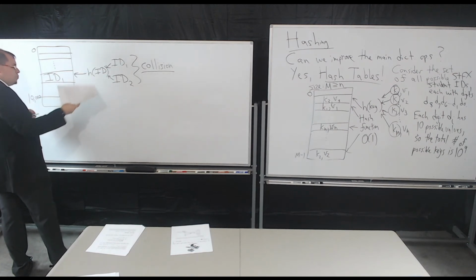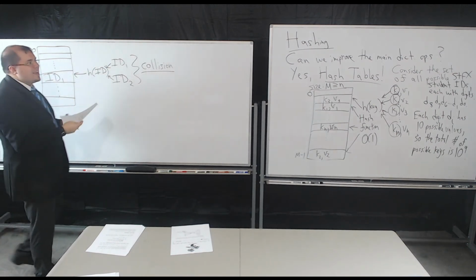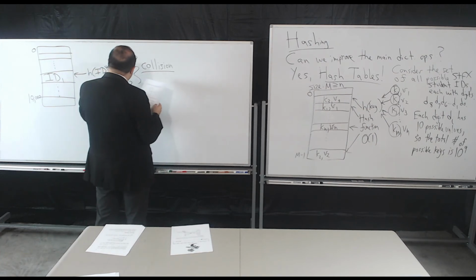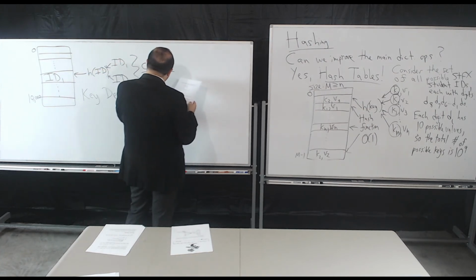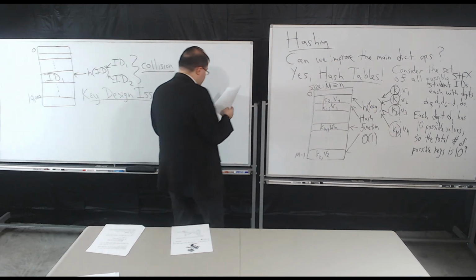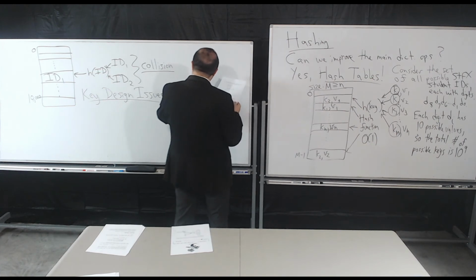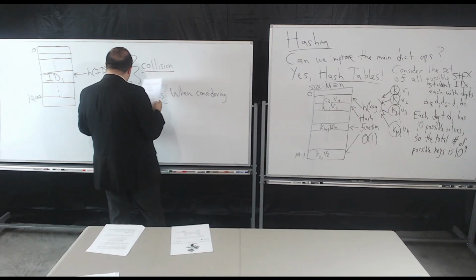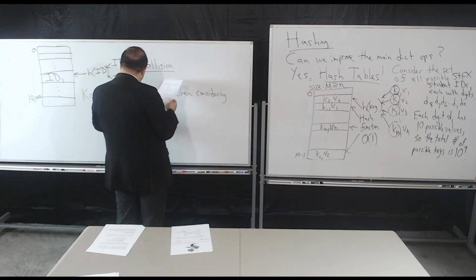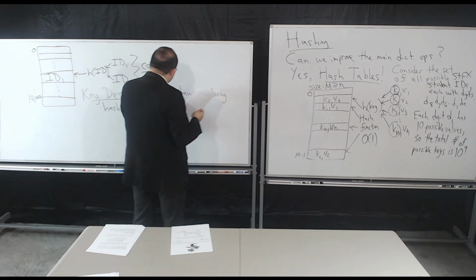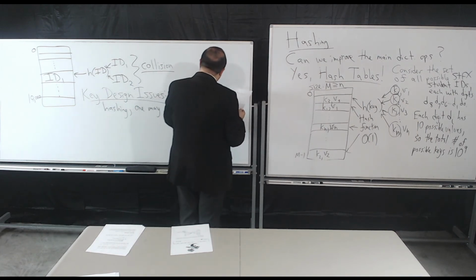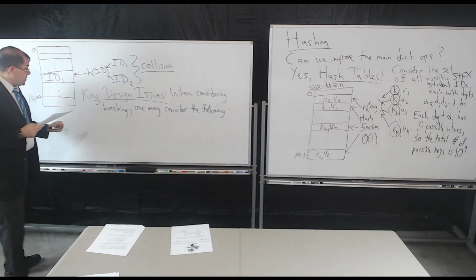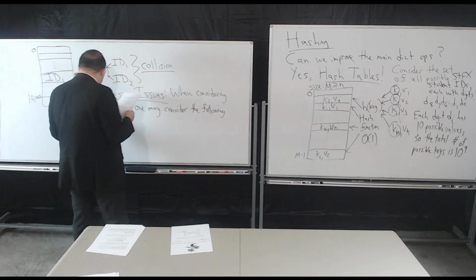So the natural question is what we're going to do with these collisions and some other things. There are going to be some key design issues we're going to talk about. I'll talk about these design issues and then we'll wrap things up here. There are big issues when we talk about designing hash tables. So when considering hashing, one may consider the following. There are things we'll always have to take into account here. I'm going to hopefully address each one of these for you when we talk about hashing.